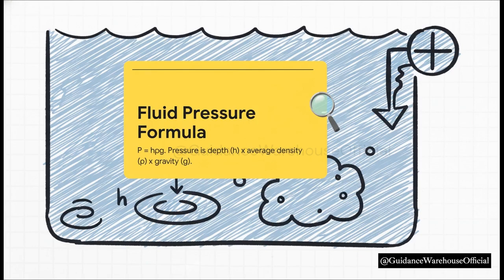P equals H rho G. Pressure due to the weight of a static fluid equals its depth, that's the H, times its average density, represented by that Greek letter rho, times gravity, G. So the absolutely crucial takeaway here is that to find the pressure of any static fluid, all you need to know is how deep you are and how dense that fluid is.